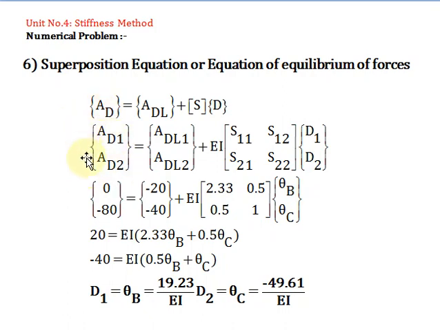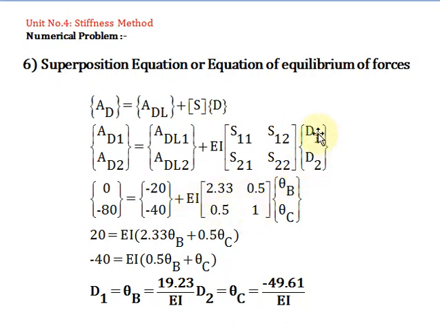One is for theta b and another is for theta c. Same case is for ADL also. There will be 2L and the S matrix will be of 2 by 2. The value of AD1 is 0 that we have calculated and AD2 was minus 80. ADL1 the value is minus 20 and ADL2 value is minus 40. And the stiffness matrix is EI equal to 2.33, 0.5, 0.51.